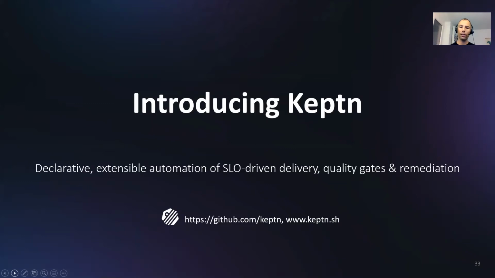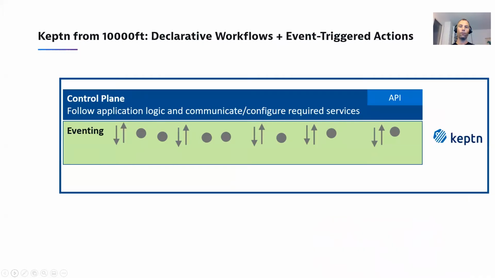As you can see here on the links on the bottom, Keptn.sh is the website. You can also find us on GitHub, also on Keptn. What Keptn really is, is a declarative, extensible automation of SLO-driven delivery, quality gates, and remediation. Now, I know, again, this is a mouthful of a lot of buzzwords maybe, but let me show you what the Keptn architecture looks like from 10,000 feet.